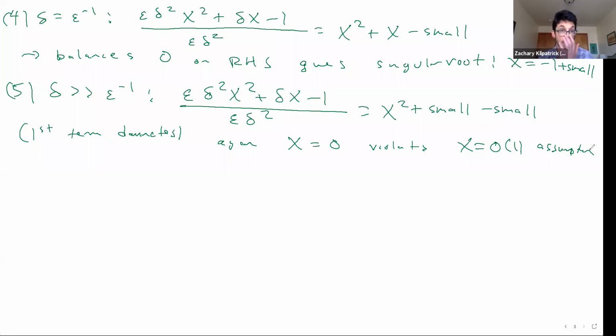Questions about this, about rescaling or this approach? Okay.